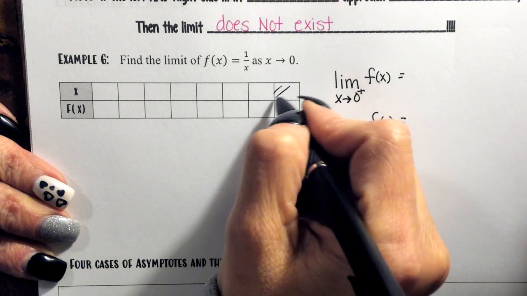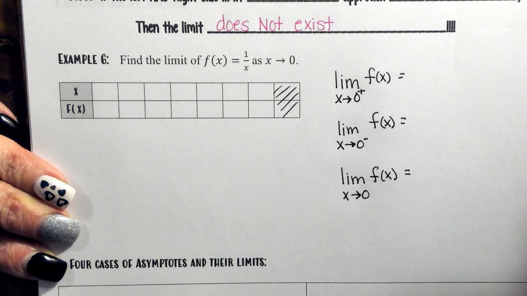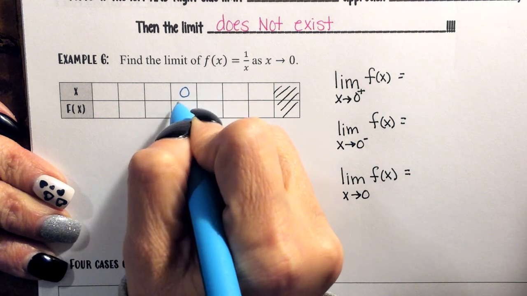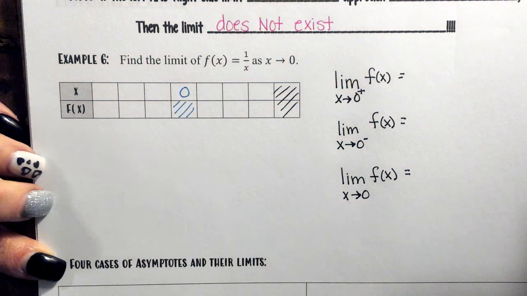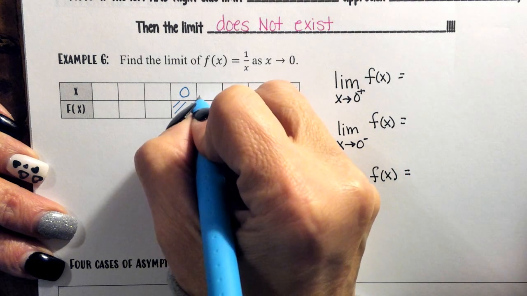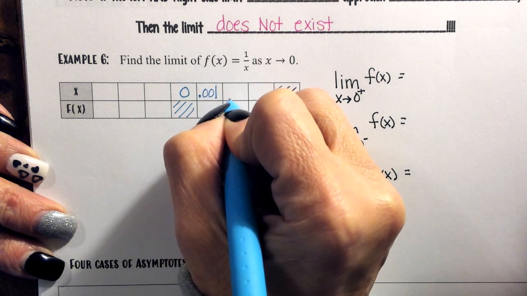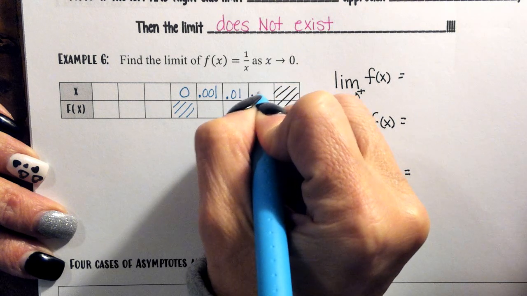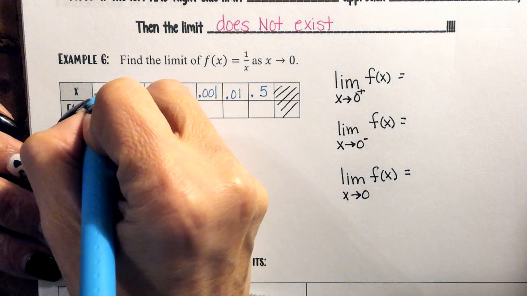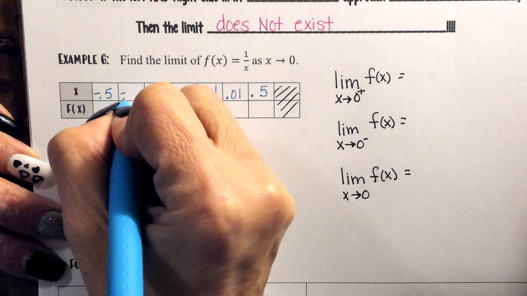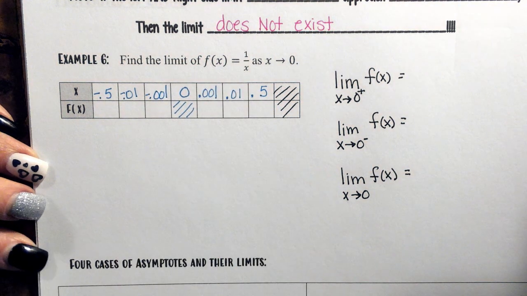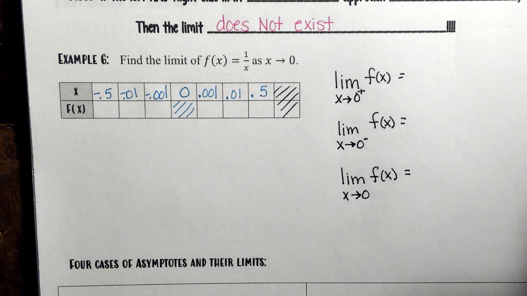So we're not going to use this last one right here. Sorry, I just put too many on there. We're going to approach 0. So 0 is going in the middle. We don't want to actually reach 0. Just so we're all using the same values, I'm going to use 0.001, 0.01, and 0.5. And from the other side, the same numbers, I'm just going to throw negatives on them. Negative 0.5, negative 0.01, negative 0.001. All right, I'm going to give you a second. I'm going to leave my clock running.